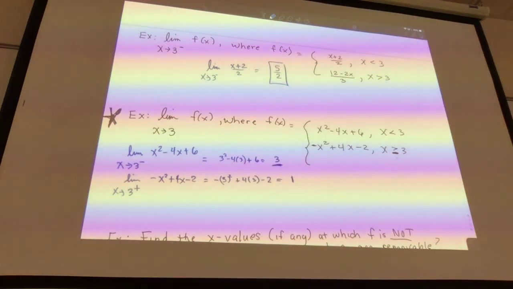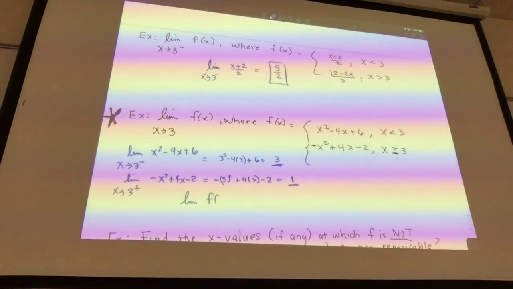So limit from the left, limit from the right. So what does that tell us about our limit of f of x as x approaches 3?